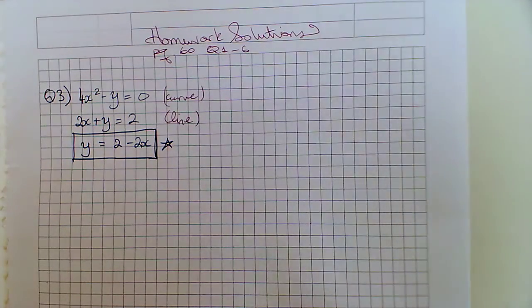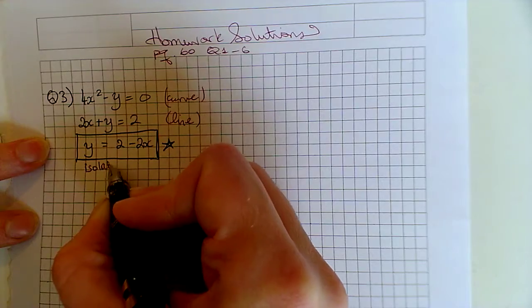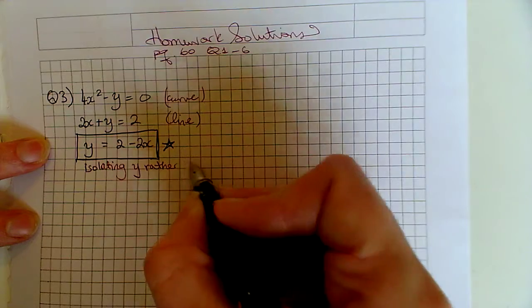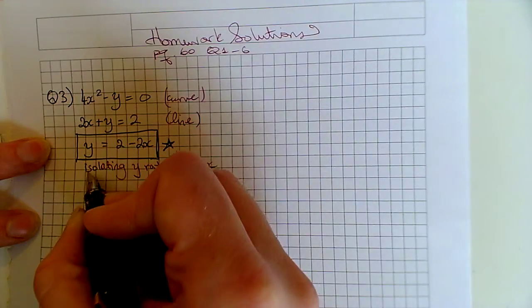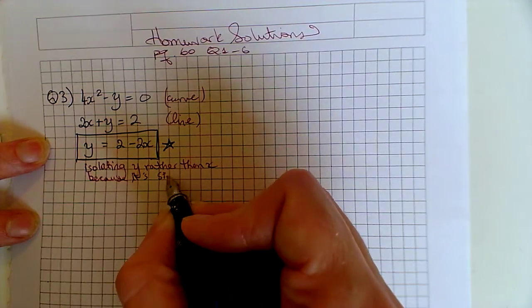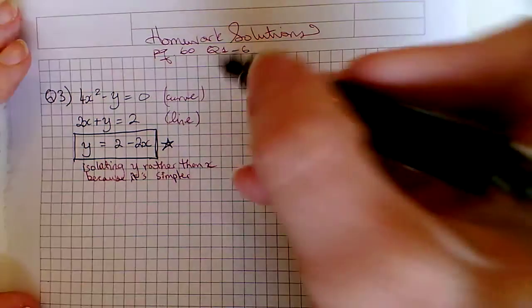Now, it works out either way. It doesn't actually matter which one you replace, and sometimes you can't avoid fractions. So as we go through more of the examples, you'll see sometimes we have no choice. But as this is simpler, I'm going to isolate y. So in this case, I'm isolating, getting it on its own, y rather than x, because it's simpler. But if you didn't notice that, you will get the same answer either way.